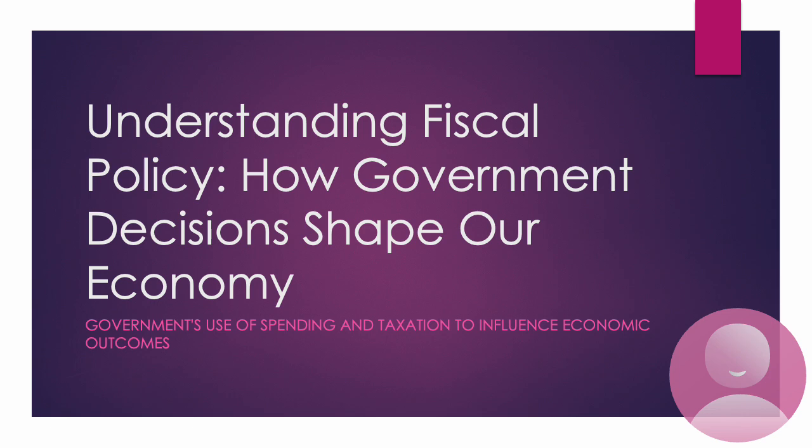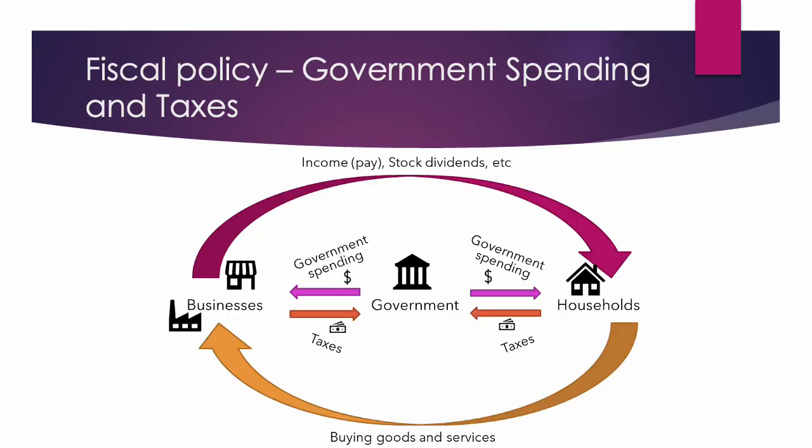Our topic is how government decisions shape our economy, which is important because it affects all of us and will throughout our entire lives. Here is a picture that shows how money, goods, and services move through our economy. It connects households, businesses, and the government. Keep this big picture in mind as we talk about fiscal policy.